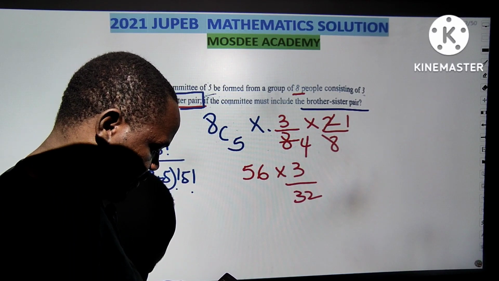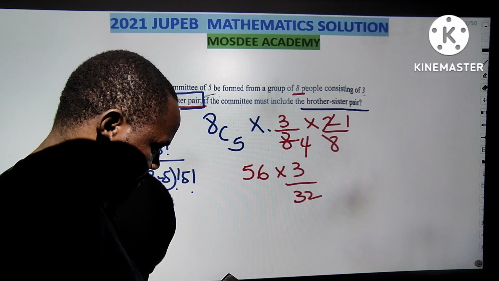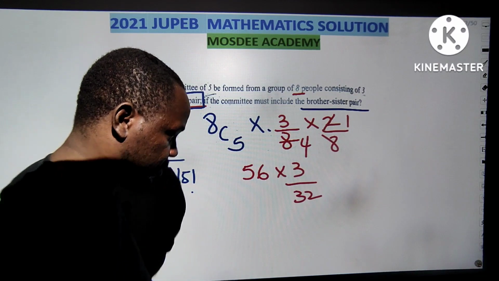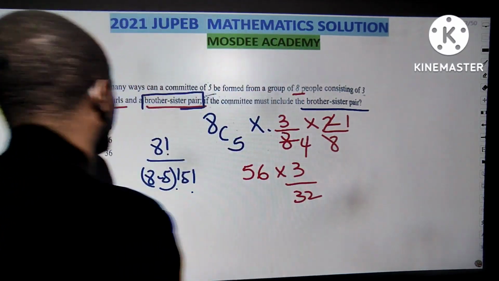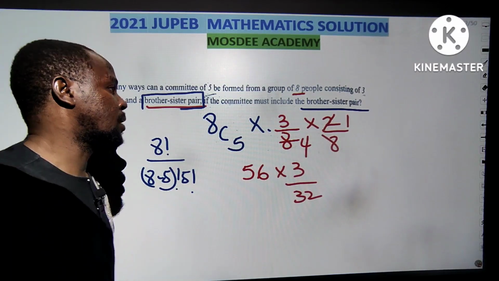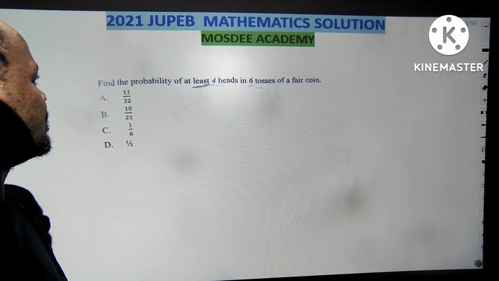4 times 8. 56 times 3. So I think I'll come back to you because of time. Divided by 32. So still not there. So I think it's the next question. This is the second one. When you have issues like this, you can come back to it. But I don't think this should be a difficult solve.